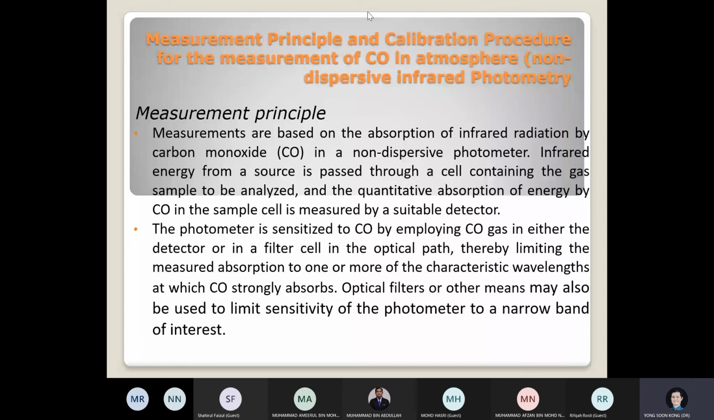So when we talk about carbon monoxide, that also applies to carbon dioxide. Now these two gases are toxic. They are also greenhouse gases. Why do we determine them? Very obvious, carbon monoxide kills.